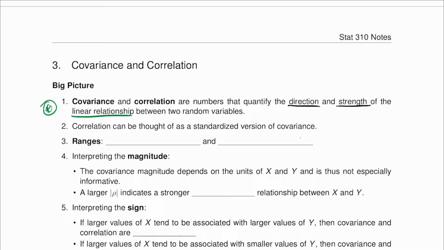The range for the covariance is any value on the real line, so it's between minus infinity and infinity, and the correlation, that is rho, of two random variables could be 1 or minus 1, and it's between those two numbers, minus 1 and 1.